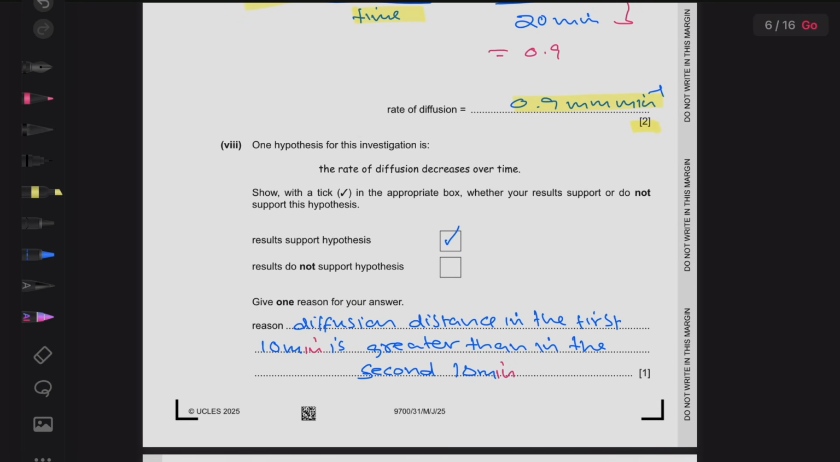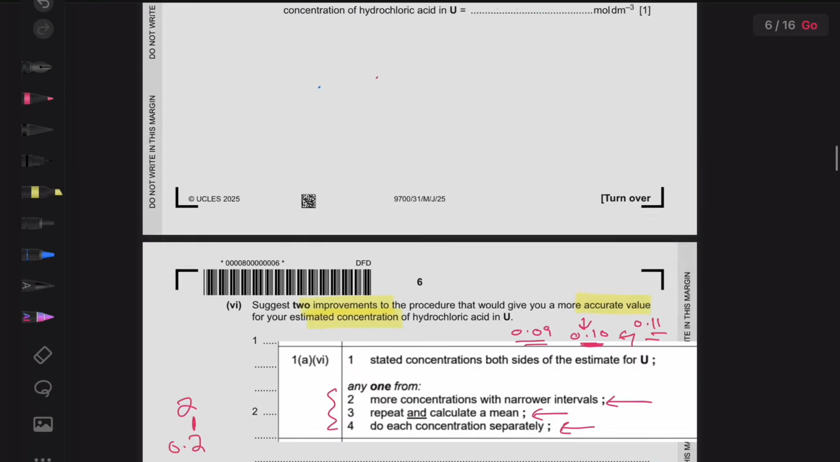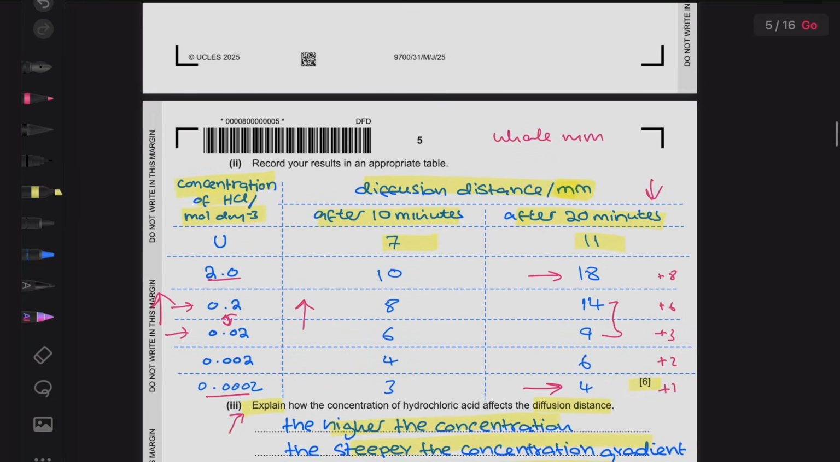It then suggests a hypothesis that states that the rate of diffusion decreases over time. Show with a tick whether your result supports or does not support this hypothesis. I said that the result does support the hypothesis because the diffusion distance in the first 10 minutes is greater than that in the second 10 minutes. And by this, you could just go back to the table and take a look.